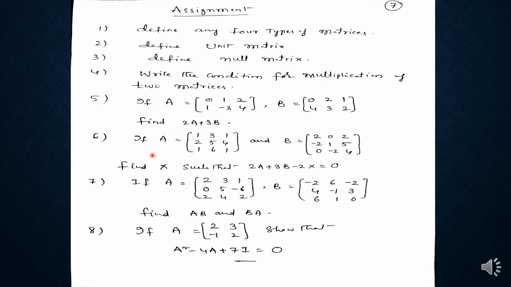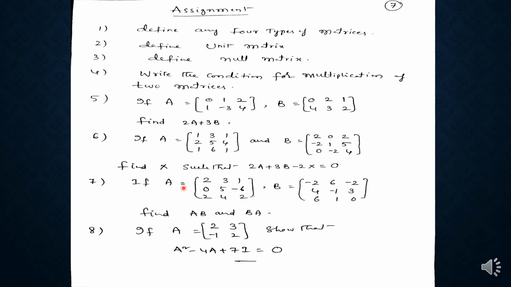Sixth question is if A is equal to 131, 254, 161 and B is equal to 02 minus 215, 0 minus 24. Find X such that 2A plus 3B minus 2X is equal to null matrix. So to find X value, 2X from this equation we can write it as 2X is equal to 2A plus 3B. X is equal to 1 by 2 of (2A plus 3B). Add 2A plus 3B and divide by 2 each element. Then we will get the value of X.